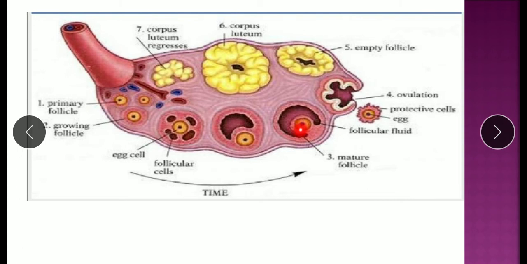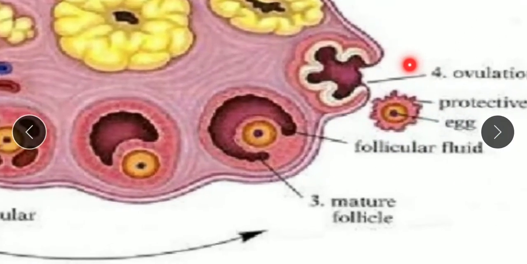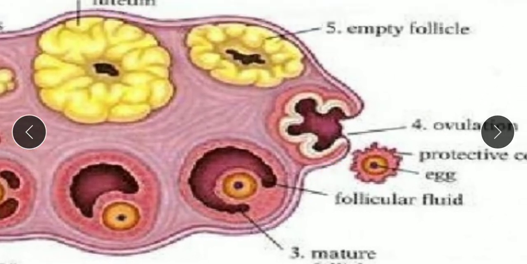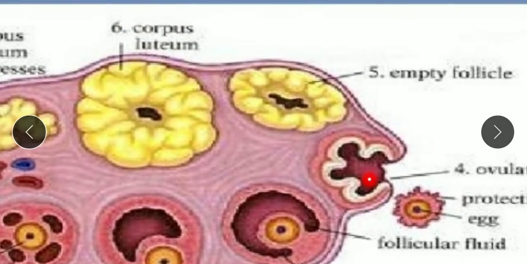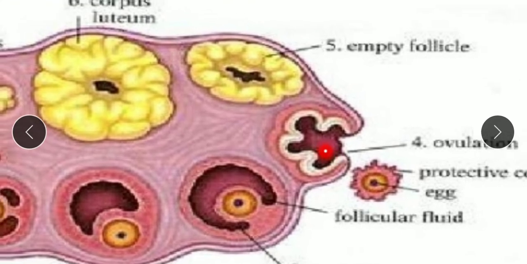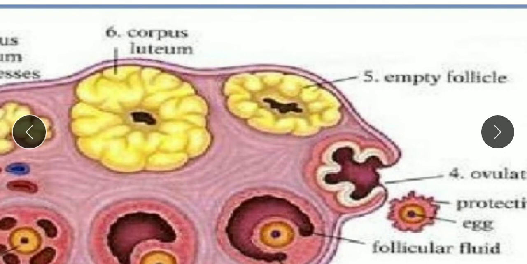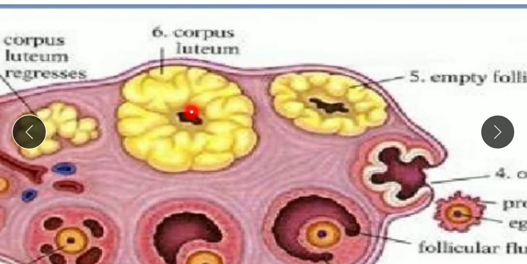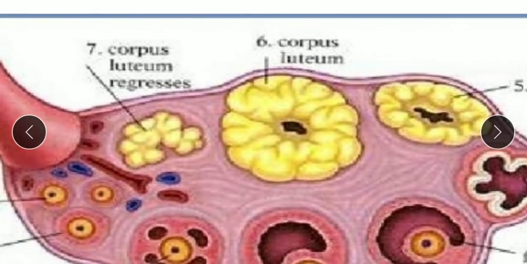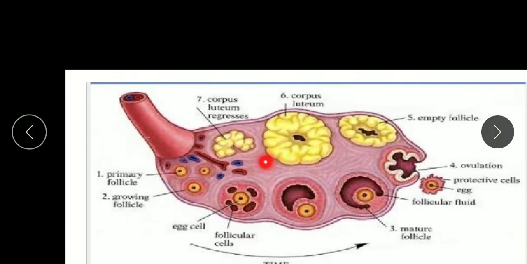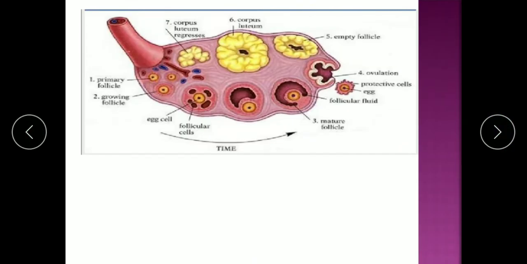Rupturing of the graafian follicle releases the egg cell. This process is called ovulation. The release of the egg from the mature follicle is called ovulation. After ovulation, the empty follicle layers become thick and act as a corpus luteum. The corpus luteum secretes the reproductive hormones.